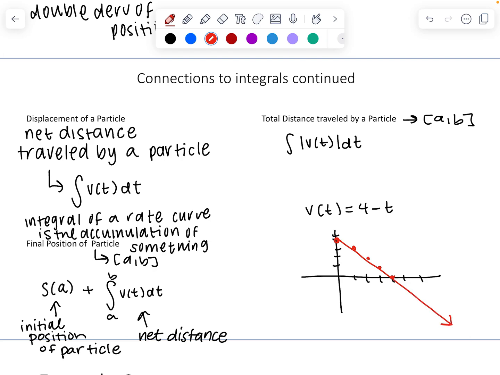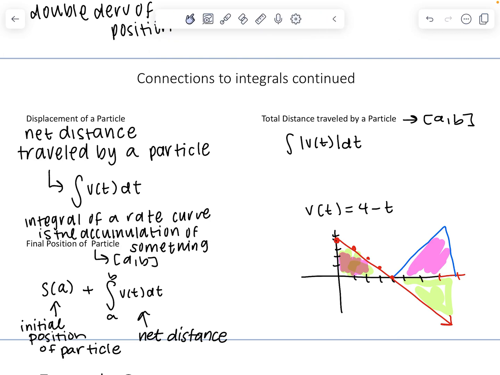So for the net distance, say we go all the way over here to 8, right? The net distance, these two spaces, they cancel each other out, and that's why that's the net distance. But for total distance, the way that you're thinking about this is the absolute value. So you're imagining this happening to the curve. You have these two sections, and this is the absolute value of this section, and that will tell you the total distance that you actually traveled. So that's the connection here.